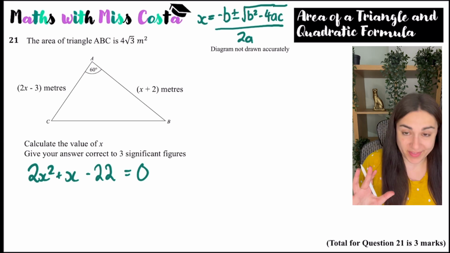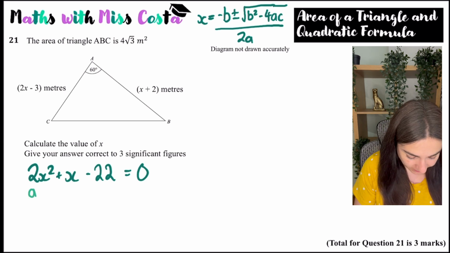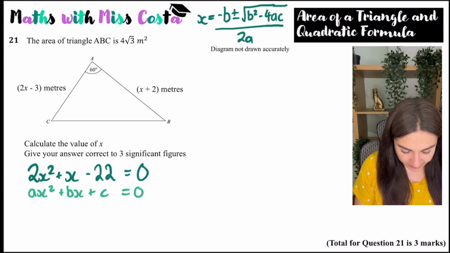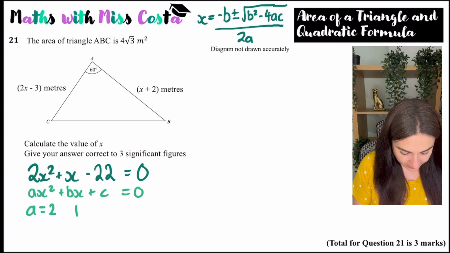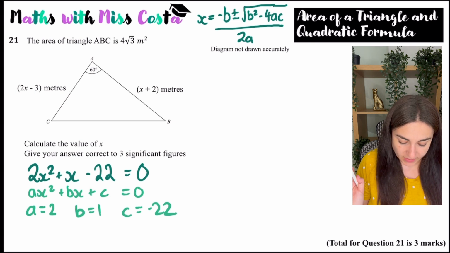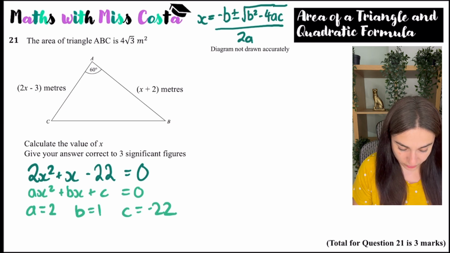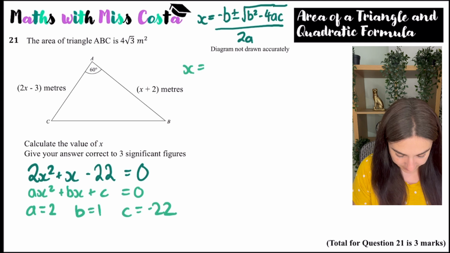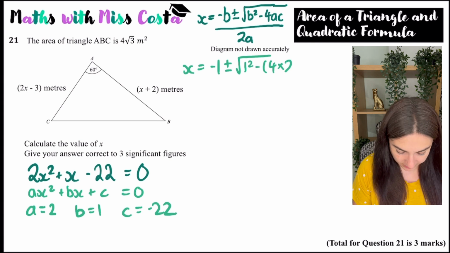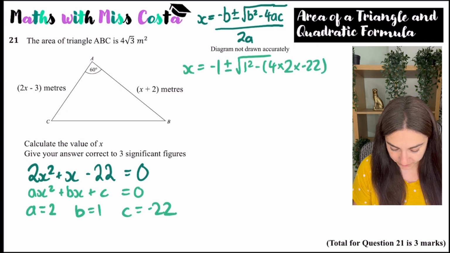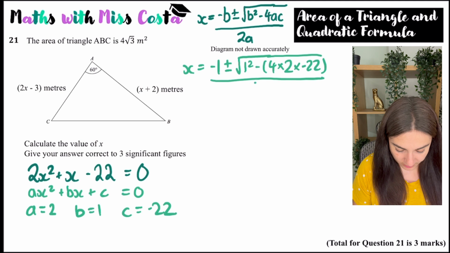So with every quadratic, you know that it can be expressed in the form ax squared plus bx plus c. So therefore, with this equation, I know the value of a is 2, the value of b is 1, and the value of c is minus 22. So I'm just going to substitute that into the quadratic formula. So x is going to be minus 1 plus or minus the square root of 1 squared minus 4 times 2 times minus 22, over, and then 2 times a is 4.